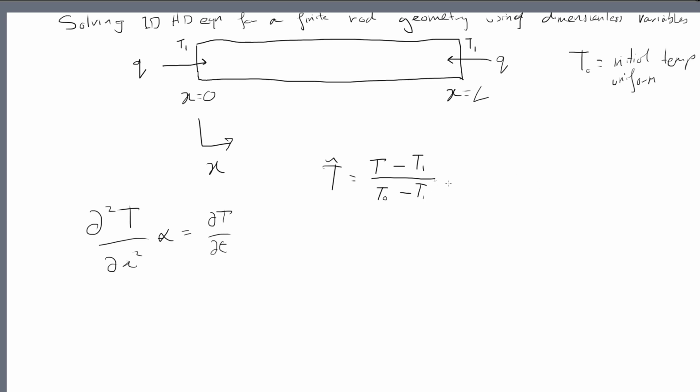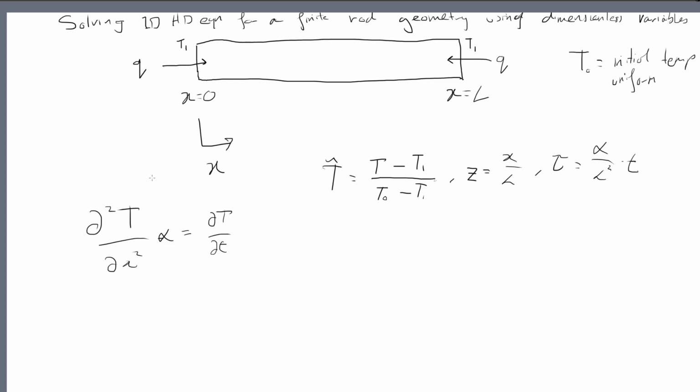That's our non-dimensional temperature. Now we're going to define a non-dimensional length, which is pretty obvious. It's just going to be z equal to x over L. And now we're going to define a non-dimensional time, which we're going to call tau. And tau is equal to alpha over L squared times t.